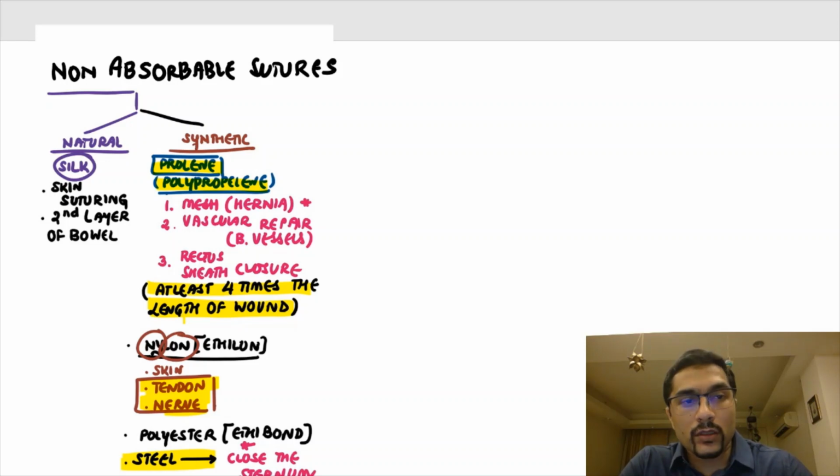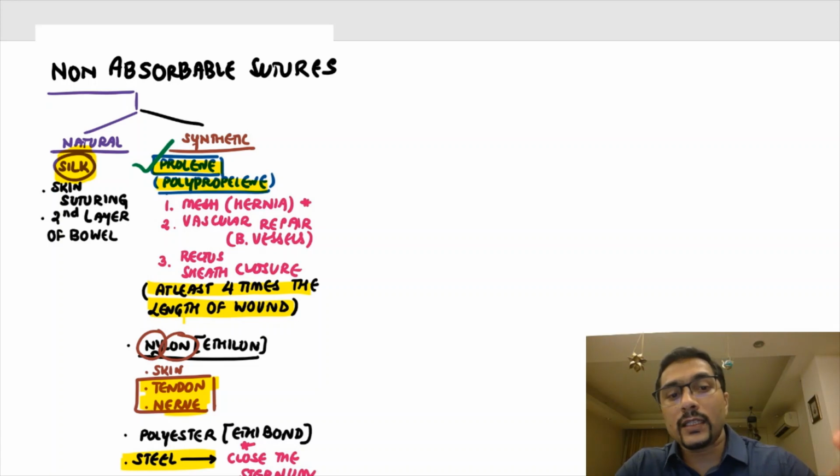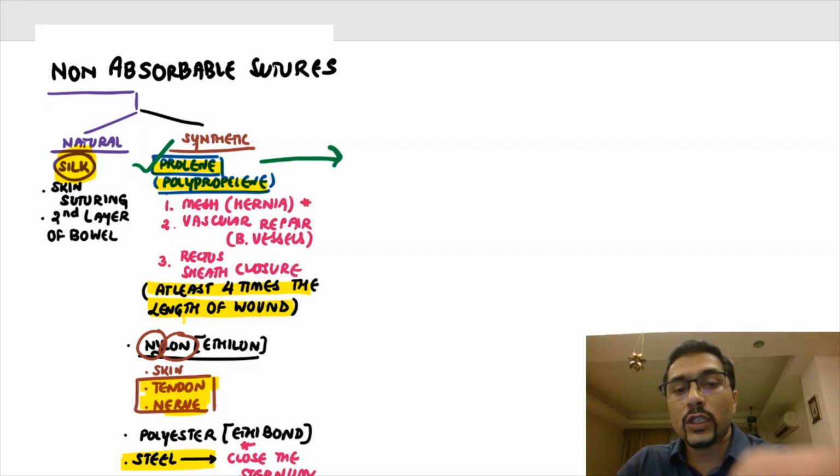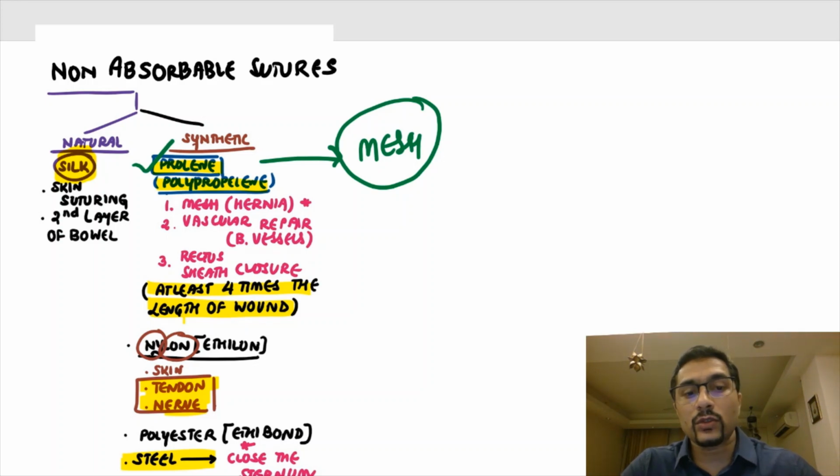Non-absorbable sutures can also be natural and synthetic. Natural non-absorbable sutures, all of you are familiar with silk. Synthetic non-absorbable sutures, Prolene. Prolene is polypropylene, very important. Prolene, you should know the uses. It is used as the hernia mesh. The hernia mesh is made out of Prolene.